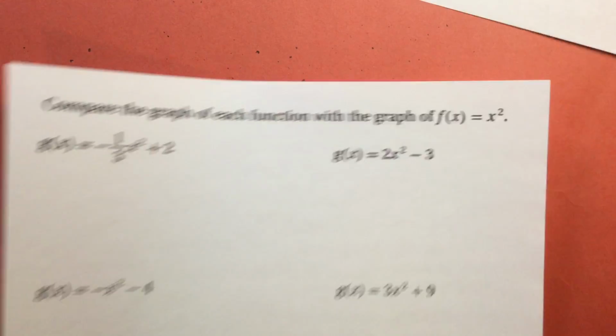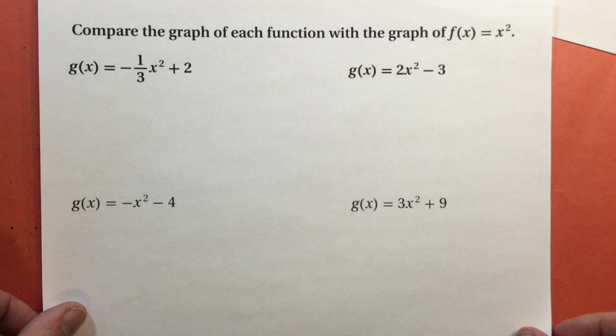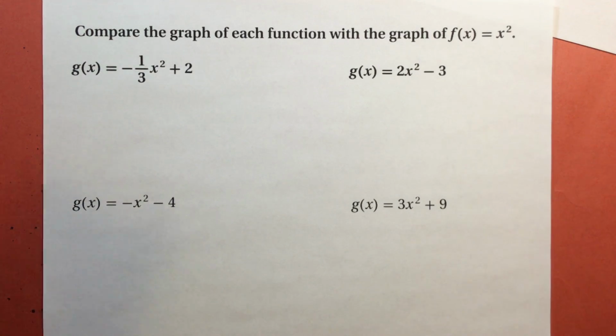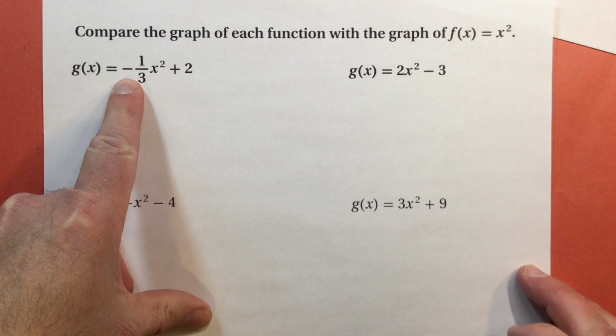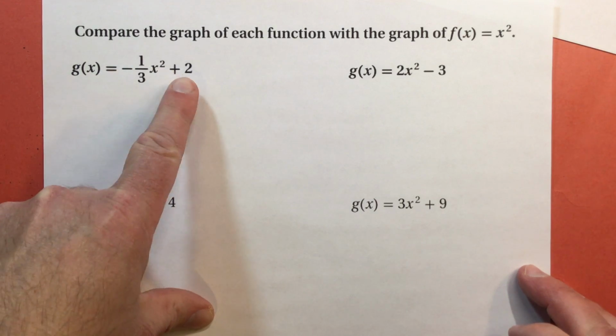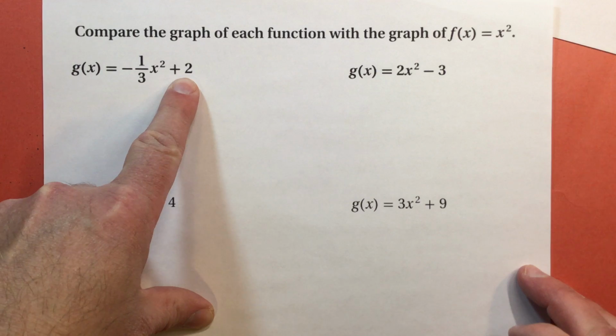Let's pull out some problems. These are the same problems I was just talking about. We're going to compare each function with the graph of the parent function. And remember the order of operations, which is PEMDAS? That means we're going to multiply before we add. So if I start at the x squared, first I talk about what's multiplying, and then I talk about what's being added or subtracted. Okay?